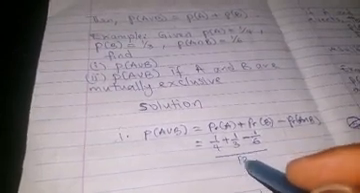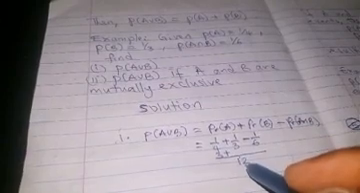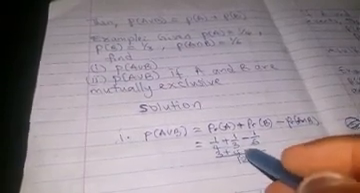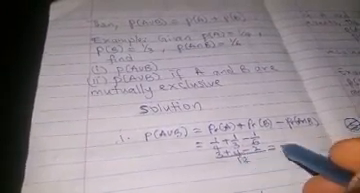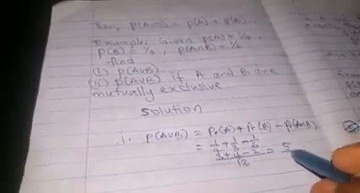4 divided into 12 is 3, 3 times 1 is 3, plus 3 divided into 12 is 4, 4 times 1 is 4, minus 6 divided into 12 is 2, 2 times 1 is 2. So 3 plus 4 is 7, 7 minus 2 is 5, so you have 5 over 12.